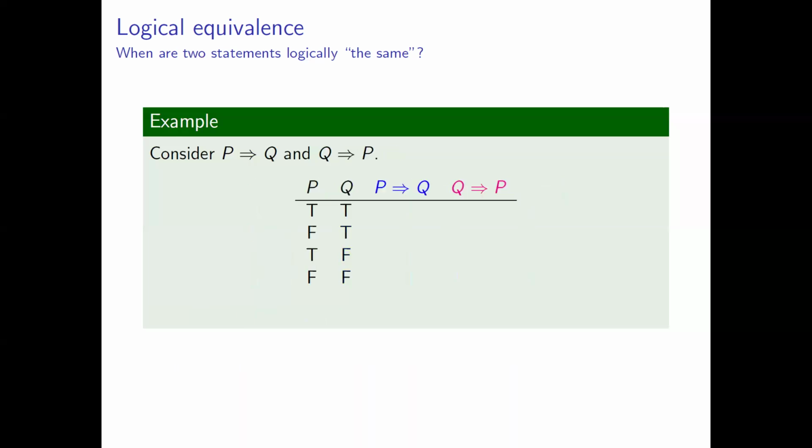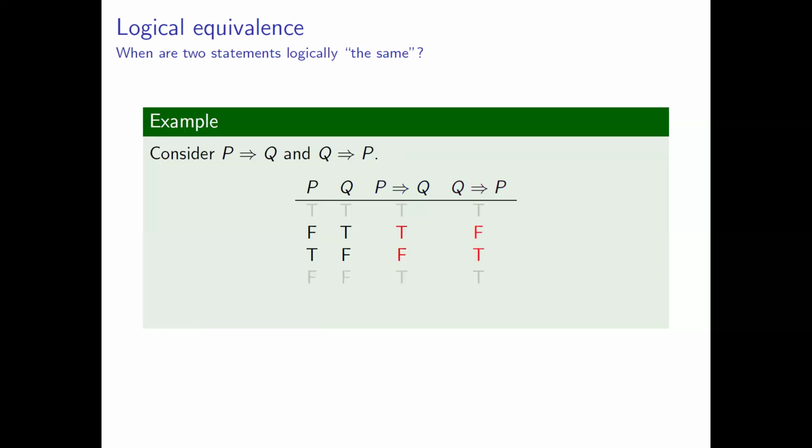Now, let us consider the conditional sentence P implies Q and its converse Q implies P. The statement P implies Q is false exactly when P is true and Q is false, and is true for all other cases. Similarly, the statement Q implies P is false exactly when Q is true and P is false, and is true for all other cases.